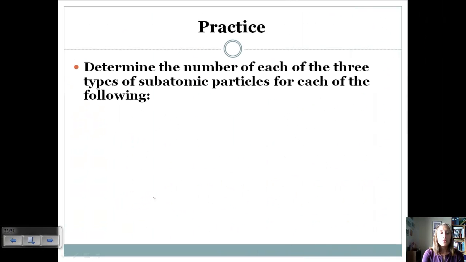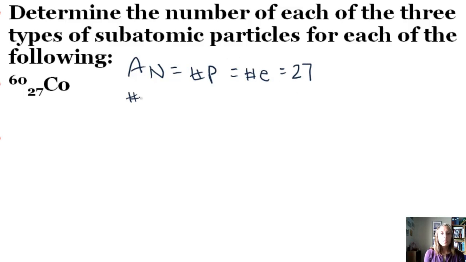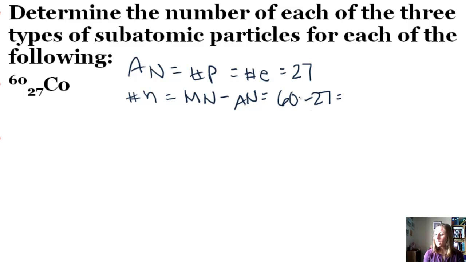Alright, let's try a couple more. Determine the number of each of the three types of subatomic particles for each of the following. Okay, so cobalt has a mass number of 60 and an atomic number of 27. We know atomic number equals the number of protons and also equals the number of electrons, and we know that that's 27. So now all we have to find is the number of neutrons. Well, the number of neutrons is equal to the mass number minus the atomic number, and in this case it's 60 minus 27, and so that gives us 33 neutrons.